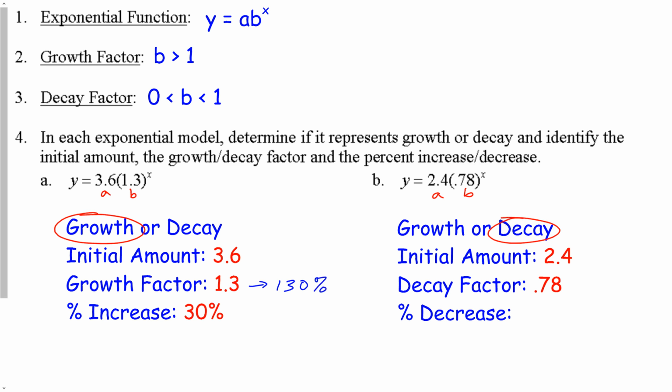Now again, if you change it to a percent, this would be 78%. So now you have to ask yourself, what percentage below 100% is that? So 78, if you take 100% and you subtract 78%, you have 22%. That would be your percent decrease.